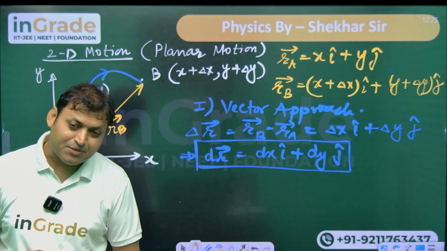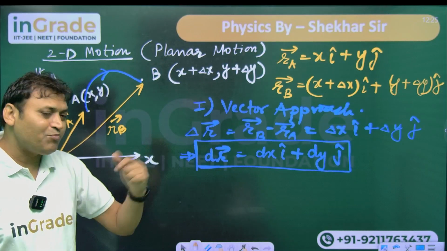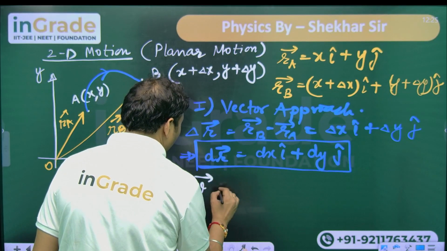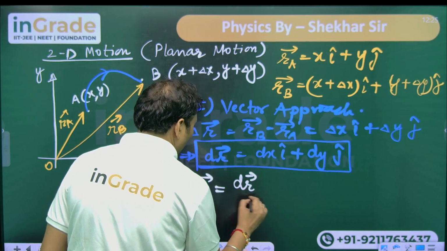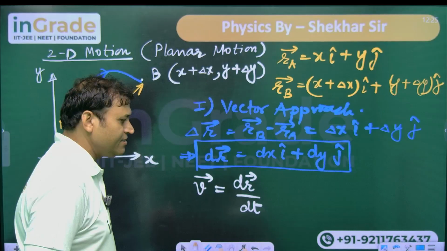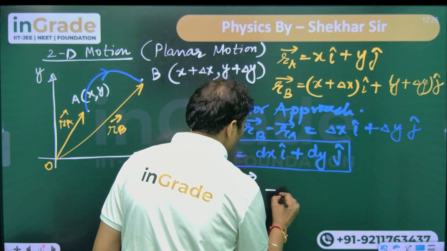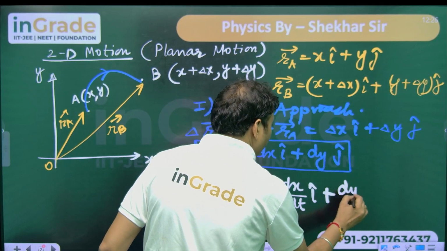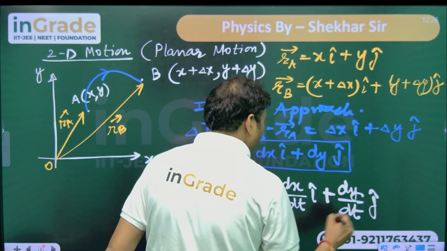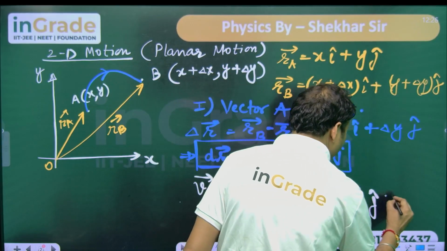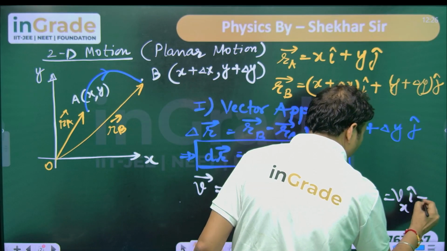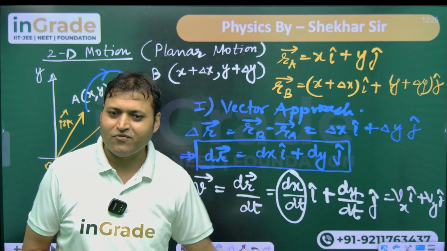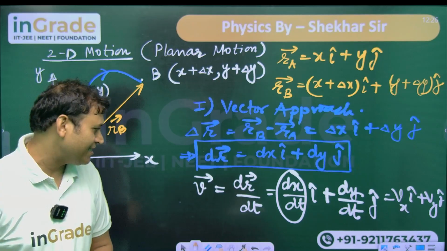Now displacement per unit time, or change in position per unit time, will be the velocity vector. So the velocity vector can be calculated by differentiating this position with time, which will be dx by dt i cap plus dy by dt j cap. Dx by dt is the velocity in the x direction. We can call it Vx i cap plus Vy j cap. This is the velocity vector. Dy by dt is the velocity along the y direction.